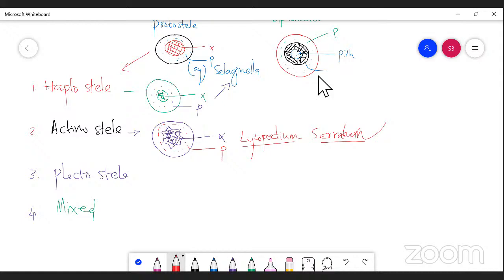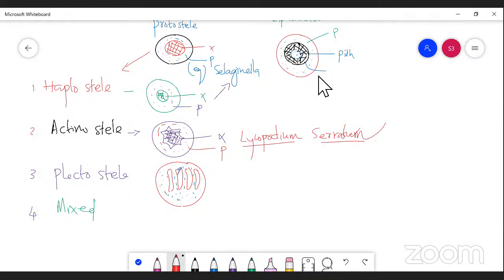Next we pass to the third category of protostele, that is a plectostele. Actually, plectostele is a type of stele in which xylem core is divided into a number of plate-like structures. Alternately, this phloem core is also broken and forms plate-like structures. This blue color represents the presence of phloem, and the red color is represented by the presence of xylem.